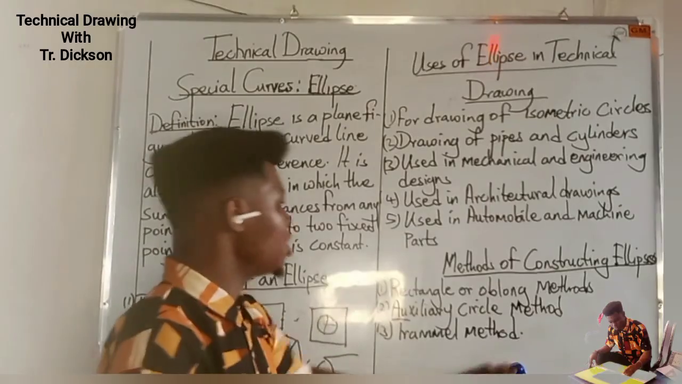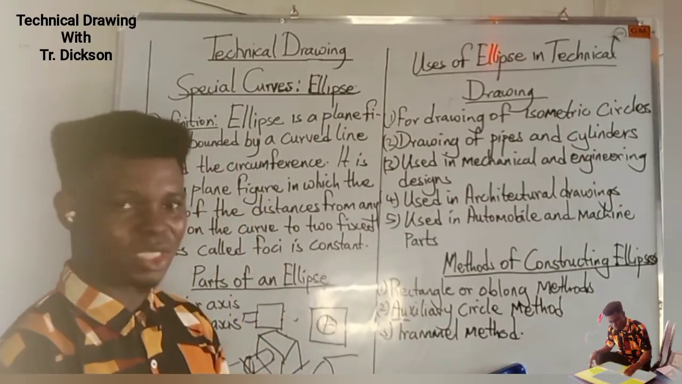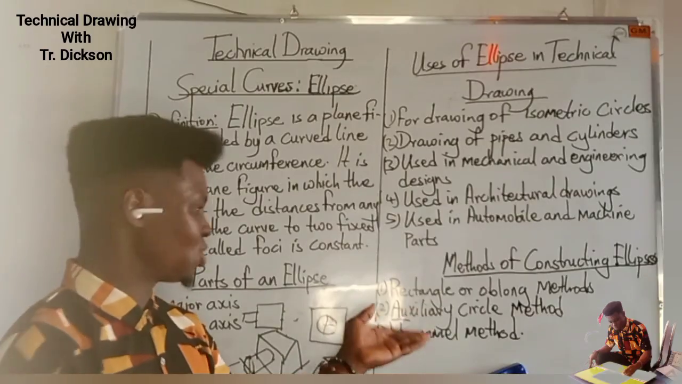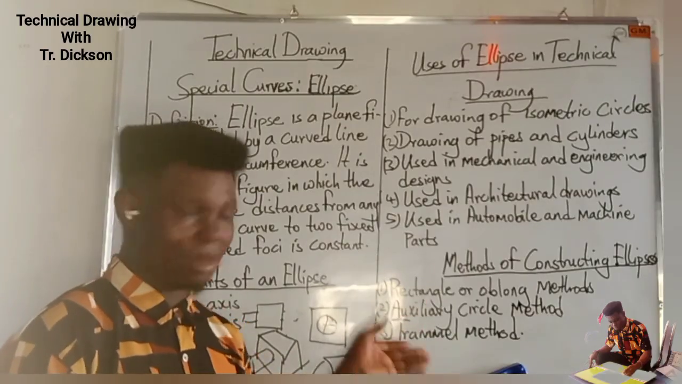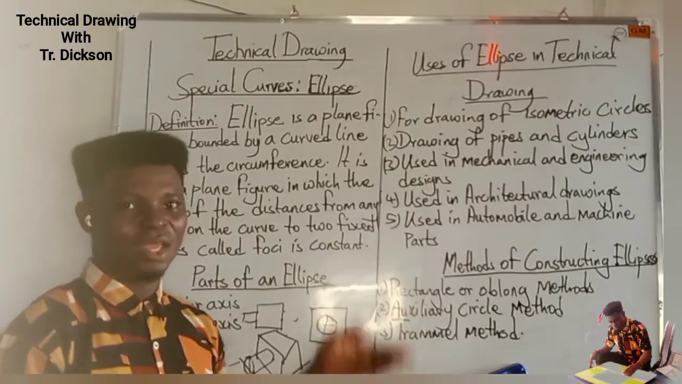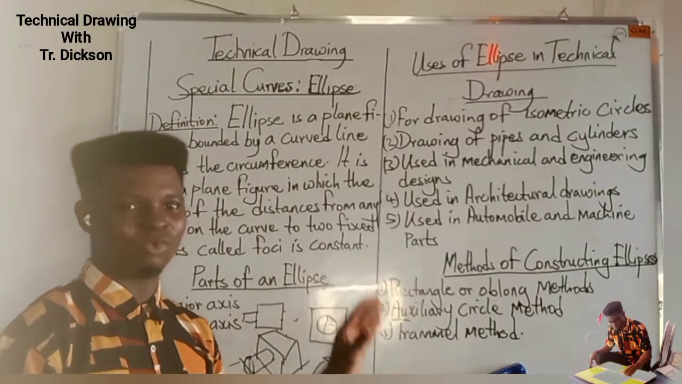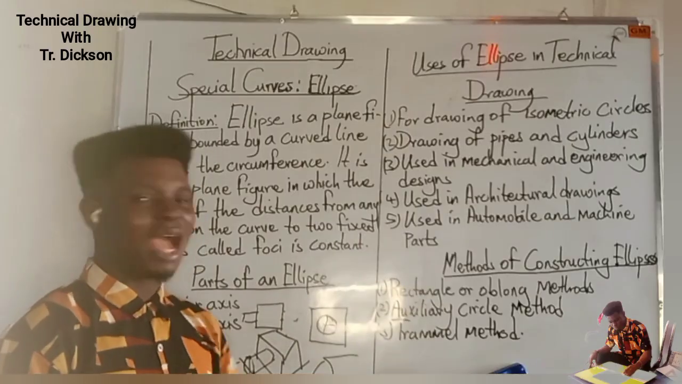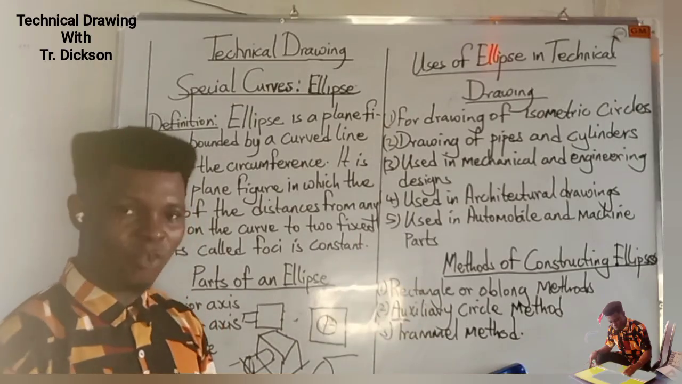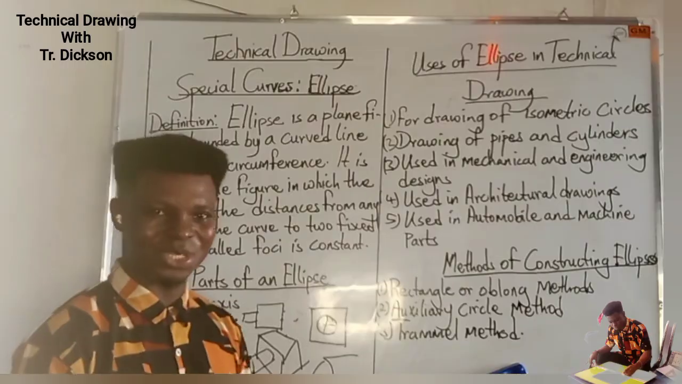Okay, now we want to take a look at the methods of constructing an ellipse. You know, we are supposed to dwell on this. This is a practical oriented subject, so we are going to do more on this. We'll get to our drawing board and proceed in having the full view. I hope this is where your attention should be drawn to.